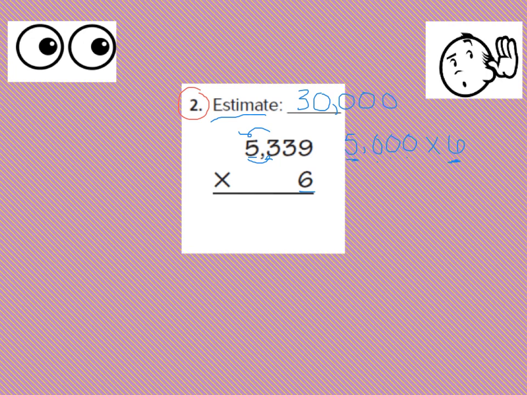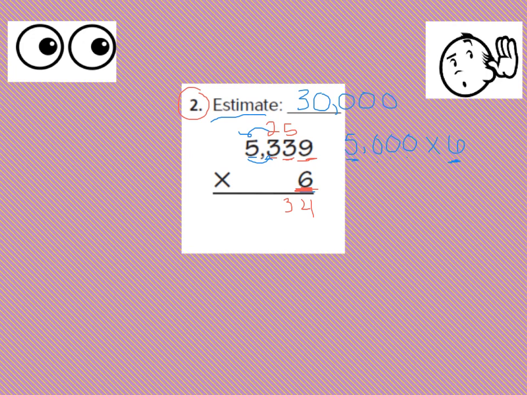Now let's get ready to multiply. I'm going to multiply my single digit 6 by each place value up top, and I'm going to start with the ones place. So 6 times 9, and the 9 is in the ones place. 6 times 9 is 54. I'm going to drop down my 4 ones and regroup my 5 tens. Now I can multiply my 6 times the tens place. 6 times 3 is 18, and 18 plus 5 is 23. So I could drop down my 3 tens and regroup my 2 hundreds.